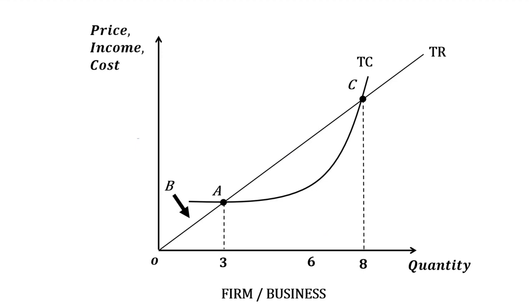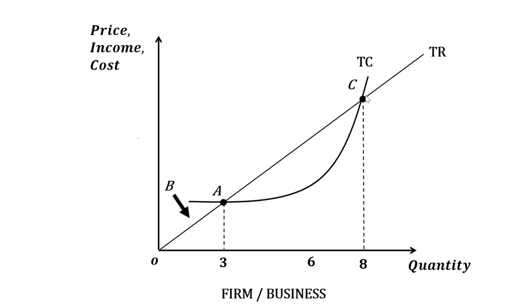When we look at eight units, there you can see the firm is making zero economic profit and zero economic loss. Again here, the firm is breaking even. But what can you see here? The firm is breaking even at a higher output level. Now, what does that mean? When the firm breaks even here, they only produce three units. But when they break even at this point, they are making eight units. So that is why I say they break even at a higher output level.